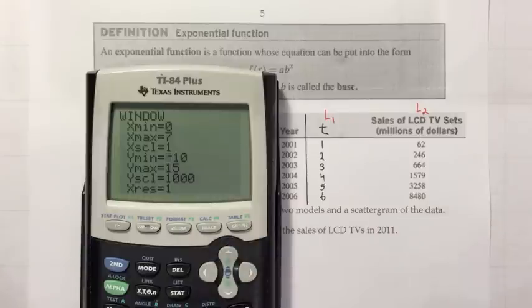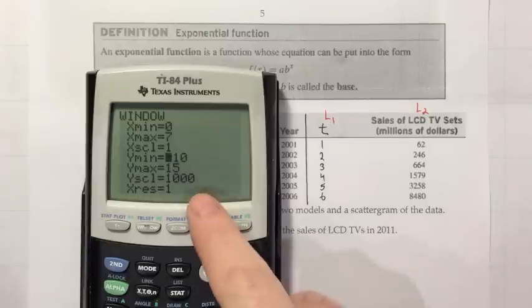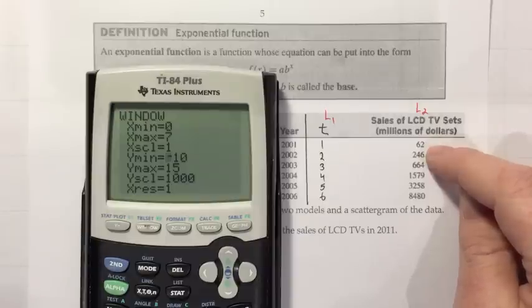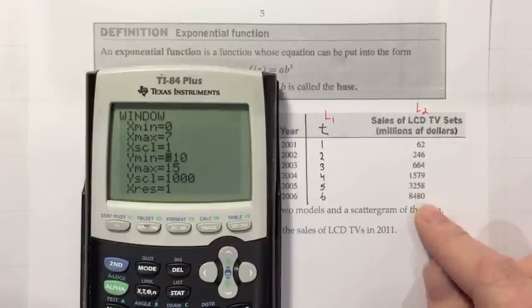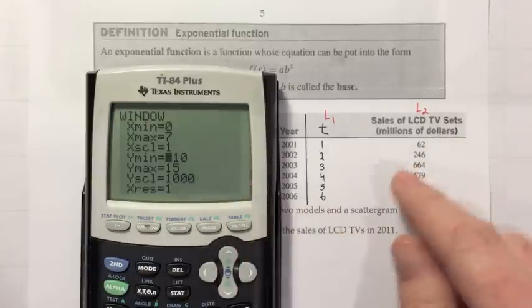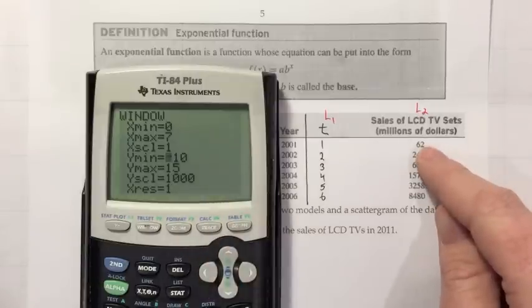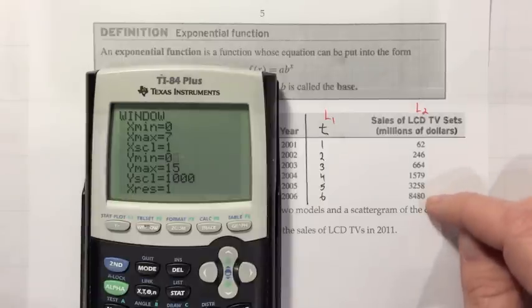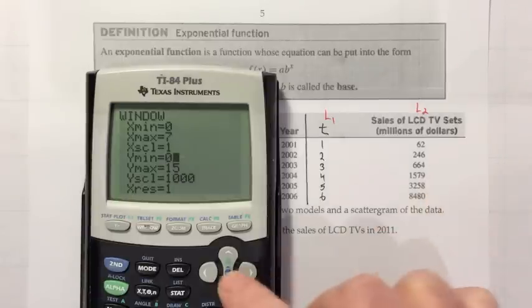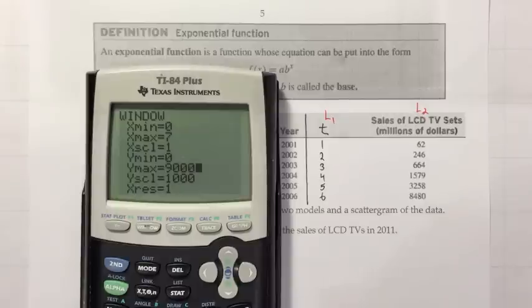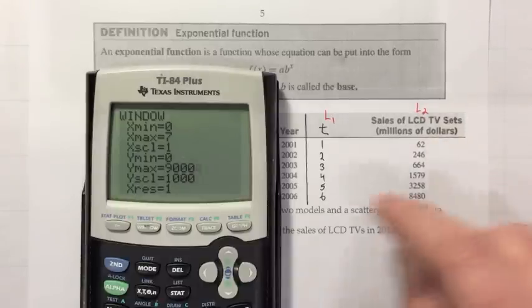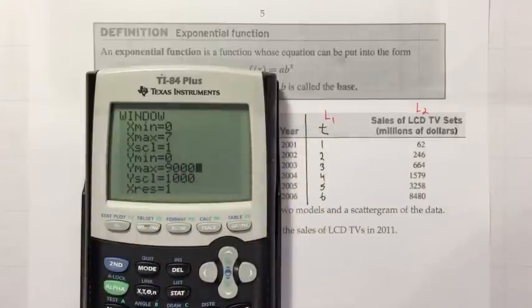So I like to think about the scale first if it's something other than 1, because when I go a little smaller than the min, I don't really want to do 61 or 8481, not when the scale might be 1,000. So what's a multiple of 1,000 smaller than 62? How about 0 for the y-min? What's a multiple of 1,000 bigger than 8480? How about 9,000 for the y-max? And now the smallest number fits, so does the biggest number, and it seems like we have a reasonable scale.